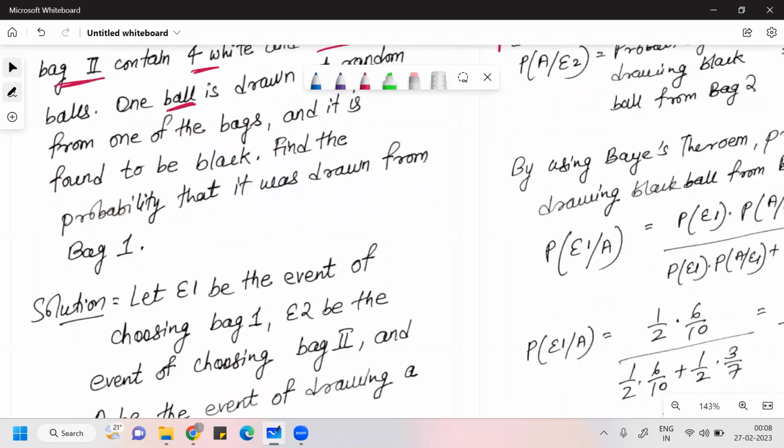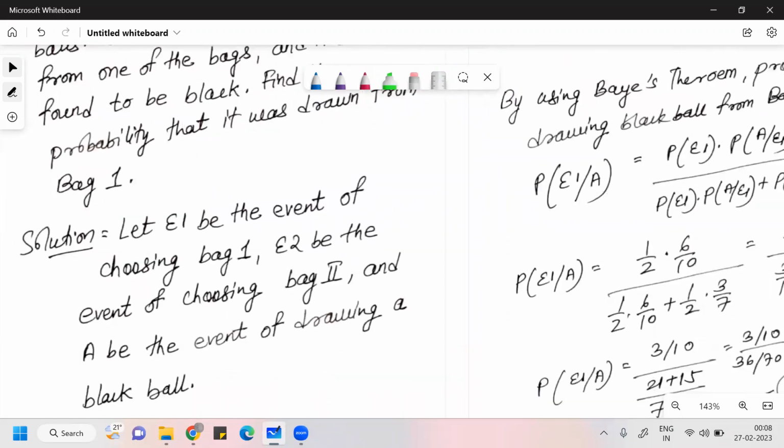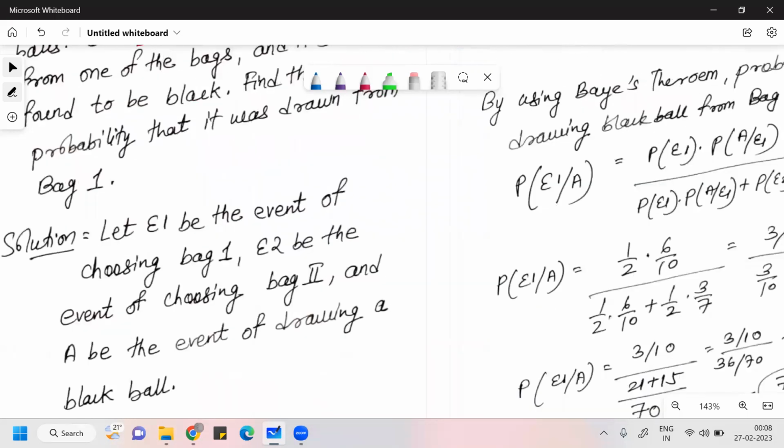To solve this, let E1 be the event of choosing bag 1 and E2 the event of choosing bag 2. And let A be the event of drawing a black color ball. I hope you understood. These are self-explanatory.